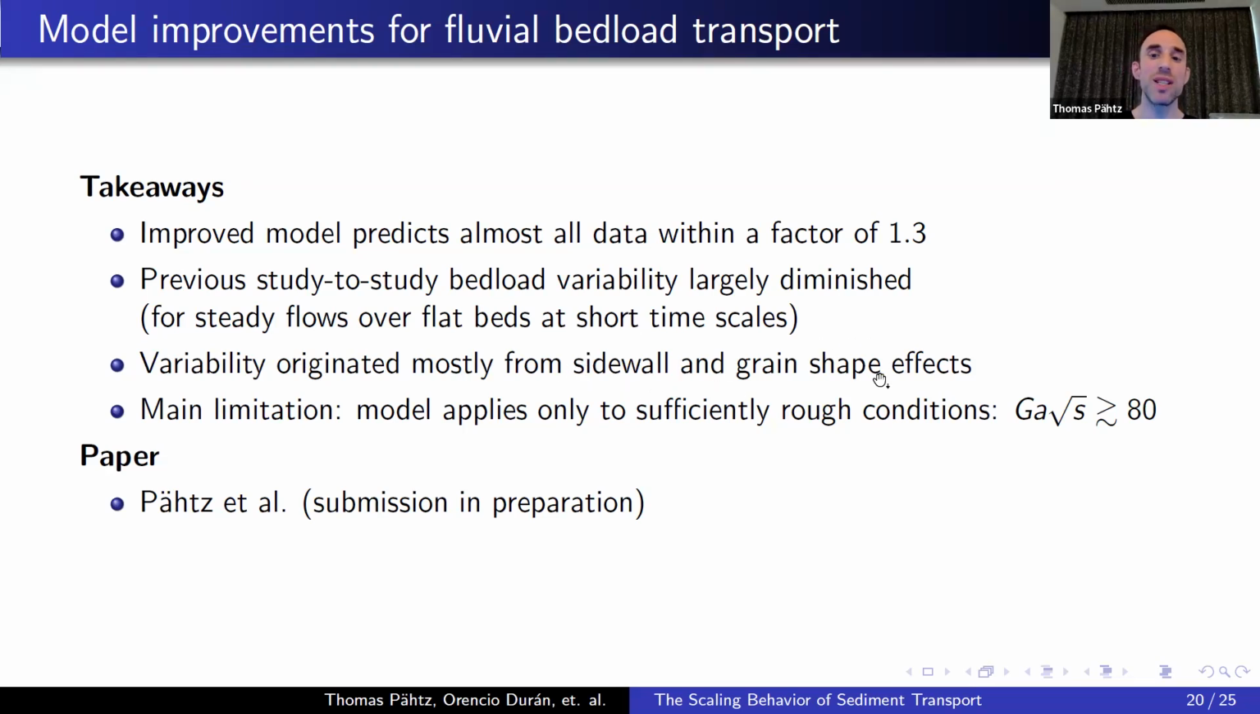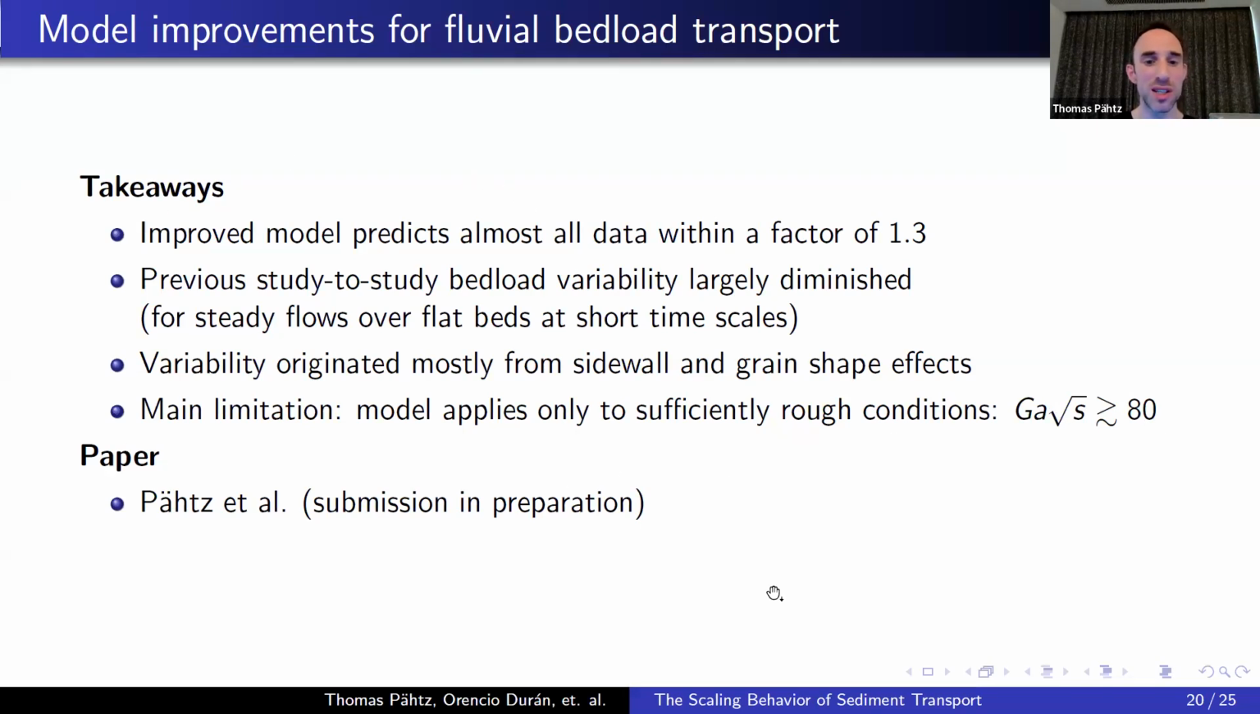The main limitation of this bedload model is that the bed particles have to be sufficiently large. So this number must still be larger than about 80, which means particle size must be larger than approximately 1 millimeter. I'm mentioning this because Ammann has published data in 2017, which I couldn't use because they were only 0.5 millimeter large particles.